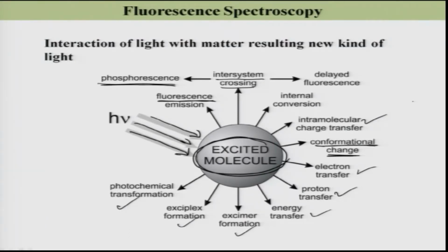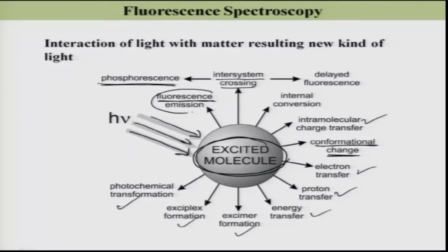So, this is the result of this light-matter interaction, right. The molecule will go to the excited state, and in the excited state several processes can occur. Now, one of them is fluorescence, which is the topic of our interest right now, and the property of this fluorescence can be used to understand the environment itself.